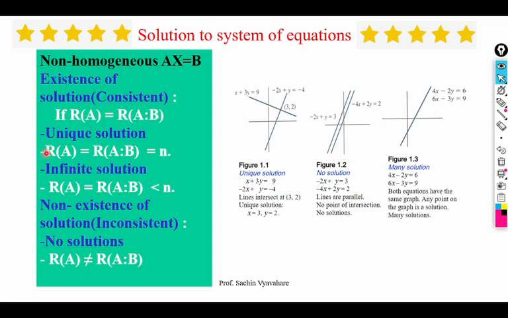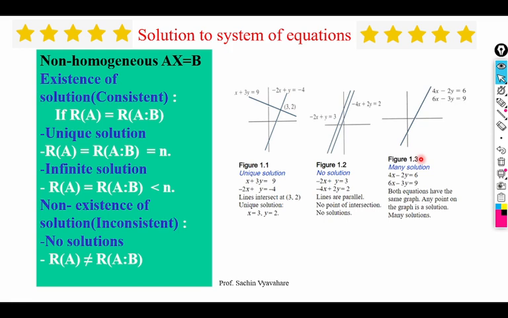But if everything is equal, say rank of A equal to rank of AB equal to the number of unknowns, then the system has a unique solution. That is case 1. Rank of A is equal to rank of AB equal to the number of unknowns. And the last case, rank of A is equal to rank of AB but less than the number of unknowns, the system has infinite solutions. That is case 3. So these are the three very important conditions. We are going to use them in each and every example to decide the type of solution. So remember these important conditions.